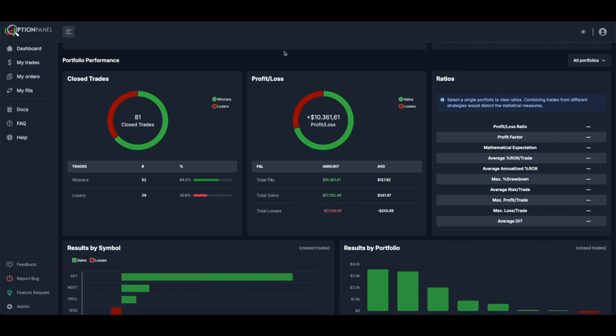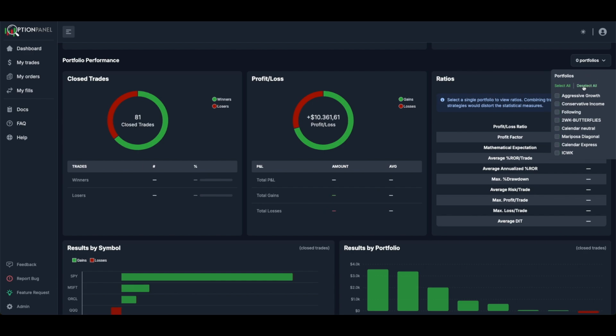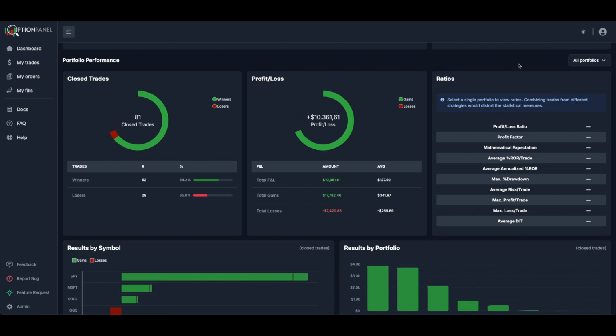Just like in the previous section, there is a filter at the top to select which portfolios you want to include in the analysis. The first metric is closed trades, which shows the total number of closed trades broken down into winners and losers, both in absolute numbers and as a percentage. It is a direct measure of your win rate.